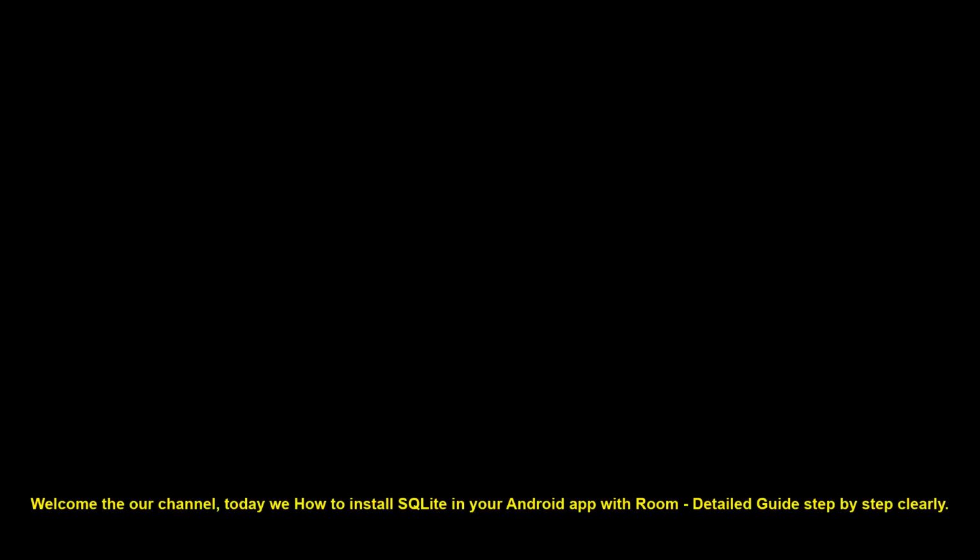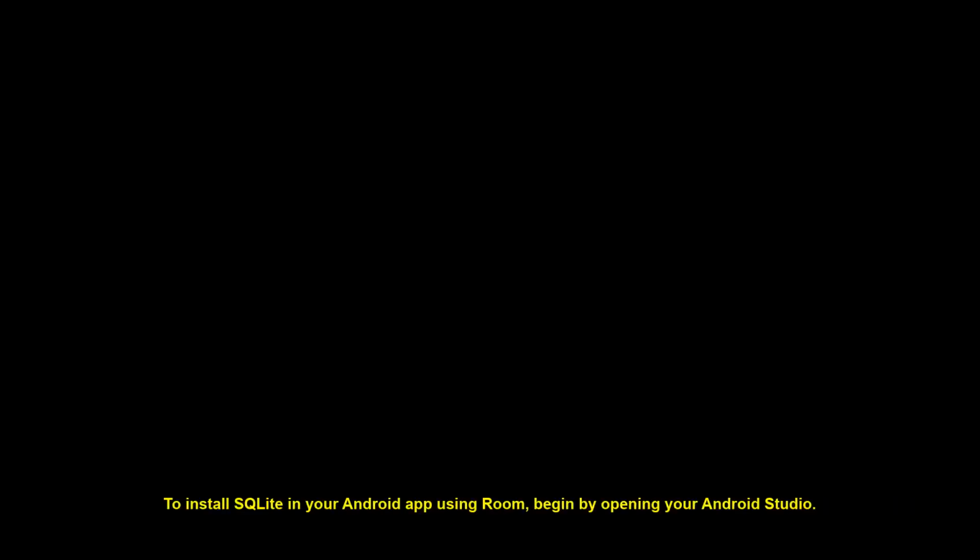Today we show how to install SQLite in your Android app with Room, a detailed guide step by step, clearly. To install SQLite in your Android app using Room, begin by opening your Android Studio. Create a new project or open your existing project.